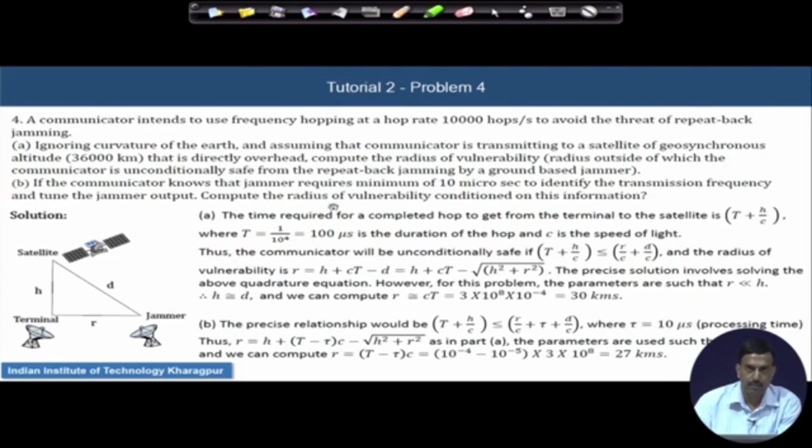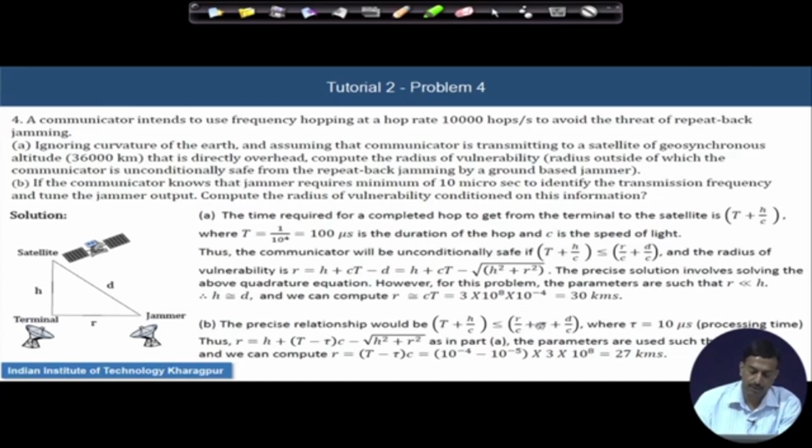Now in order to have a more precise relationship between r and the rest of the parameters, we also need to include the fact that apart from obtaining the information from the terminal and then jamming it at the satellite receiver, the jammer also requires some time to process the information, in order to exactly determine the hopping sequence. We denote that time by tau, and as you can see in this expression, r by c plus d by c, we have an additional processing time at the jammer equal to tau.